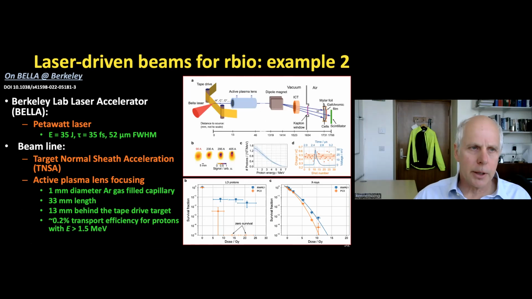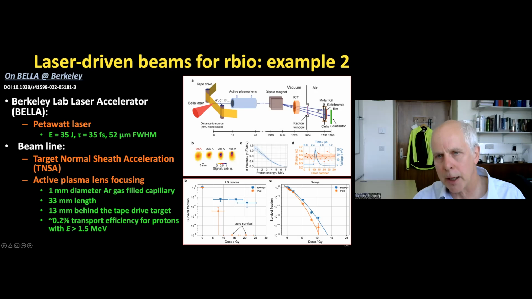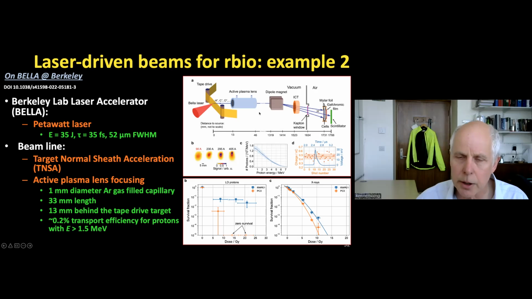In Berkeley, there's a laser, the BELLA laser, with a similar structure. The laser is impinging on a thin film target, which is actually running on a tape drive in order to replace the target between shots. Hydrogen, carbon, and oxygen ions are produced from the back of that, and there's an active plasma lens. This is actually a discharge tube, so it's a sister technique to the one that we propose in LhARA.